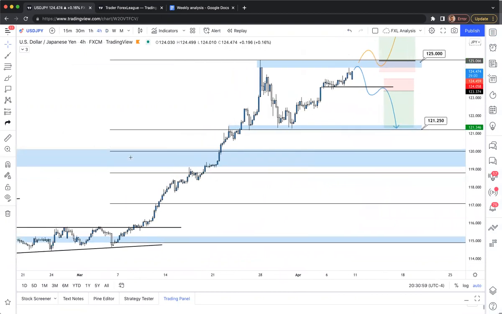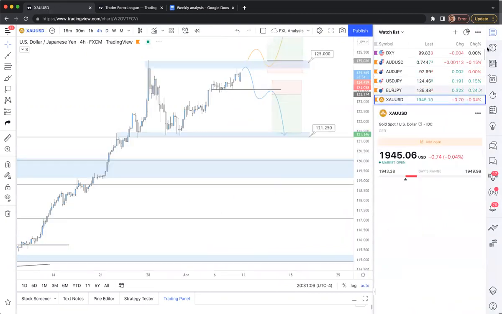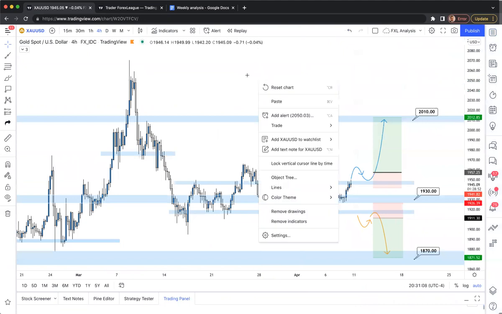Okay, you've been doing supply and demand. Okay, it's good. Can you identify a fake out by candle formation? Yeah, absolutely. So gold was a great example of a fake out. Let's zoom in on the 4-hour here.